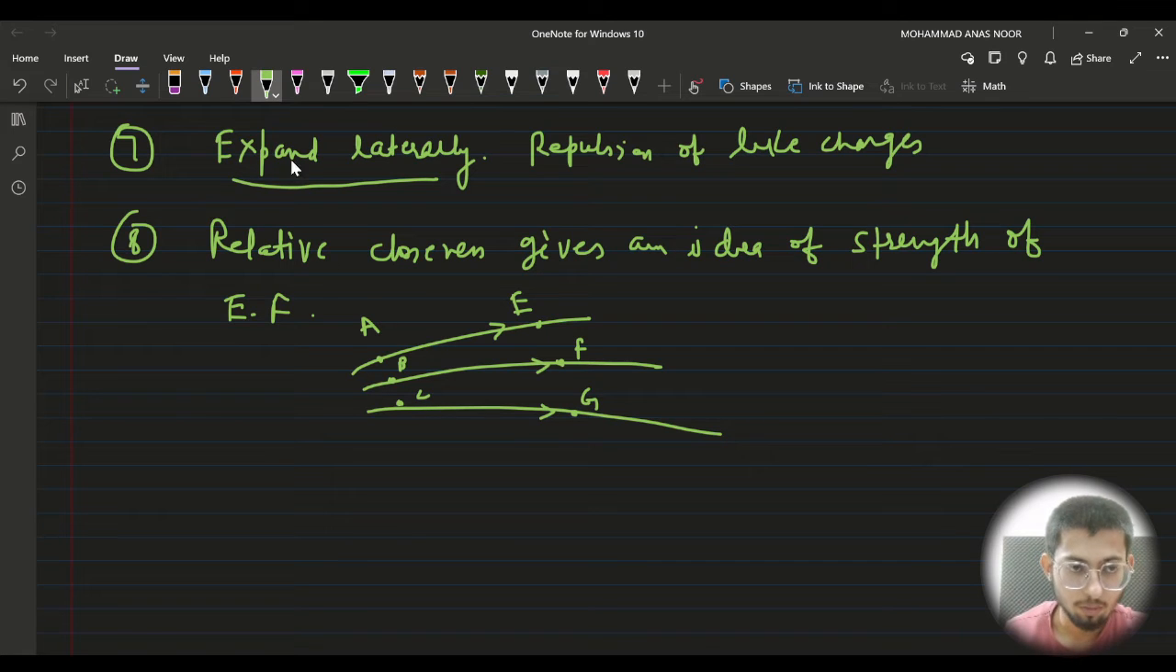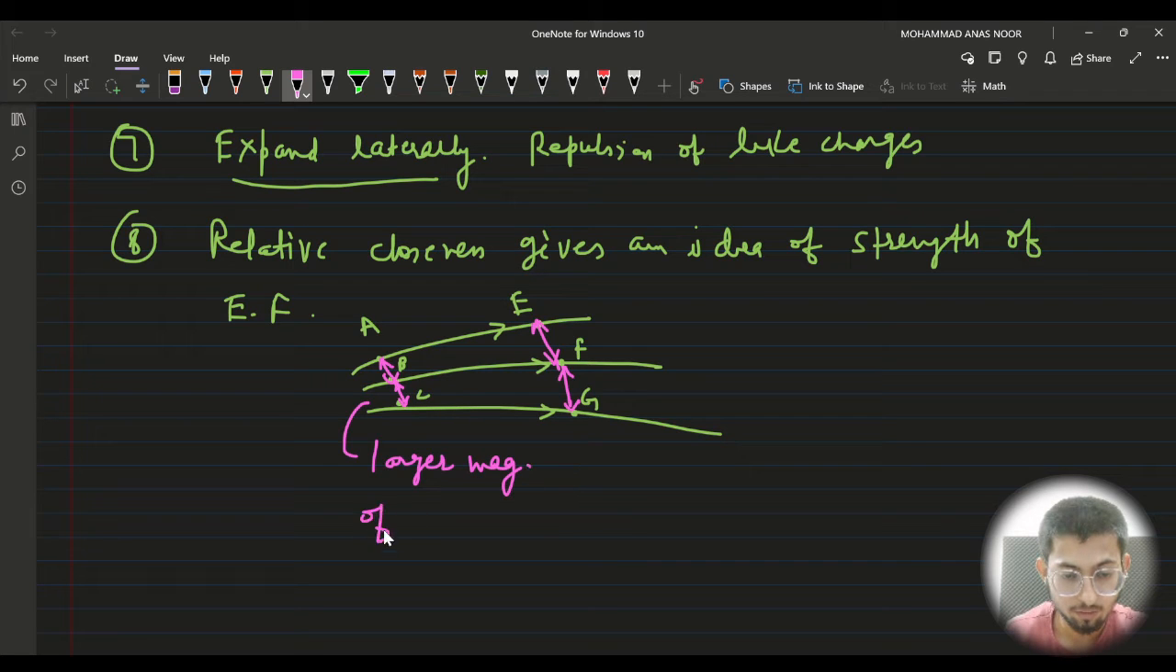So here the distance between the two points is less, and here the distance between the two lines is large, right? So the closer they are, the larger will be the magnitude of the electric field. Here the magnitude of the electric field will be lower because they are far apart, and they are close together here. Correct?